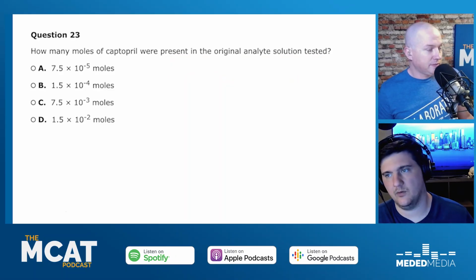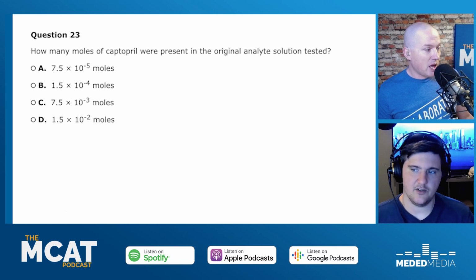And so it's going to be 2 times 10 to the negative second molarity times 7.5 times 10 to the negative third once you convert that to liters. So 2 times 7.5 is 15. And then you end up with 1.5 times 10 to the negative fourth moles when you convert that back to scientific notation. So the answer is B.